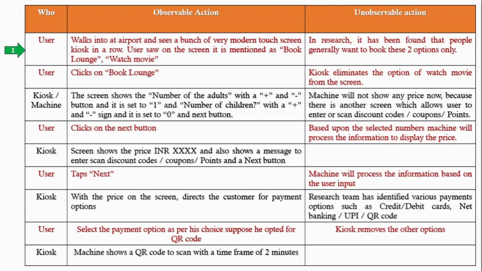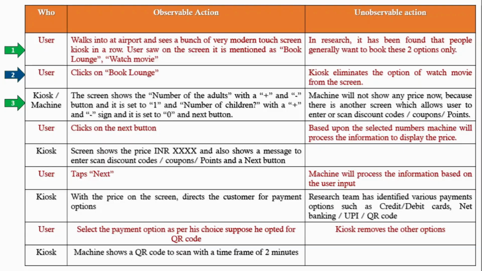Now comes the second step. Who is the user? The user wants to book the lounge, so he clicks on book lounge, the observable action. Now comes the unobservable action. The kiosk will eliminate the option of watch movie from the screen because the user has clicked on the option of book lounge.